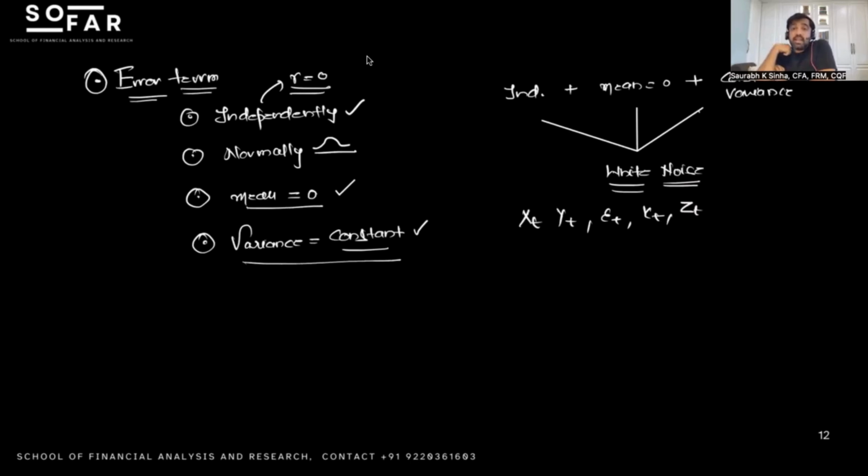What we are saying is that the error term in a regression has to be white noise plus normally distributed. Now, when you add normality to a white noise process, to an entity which is following a white noise process, we call it Gaussian white noise. Why Gaussian white noise?